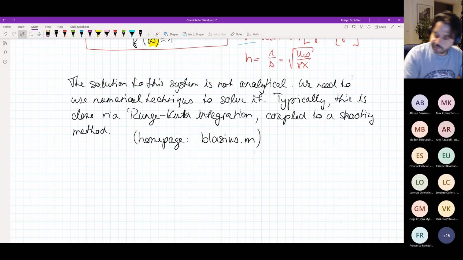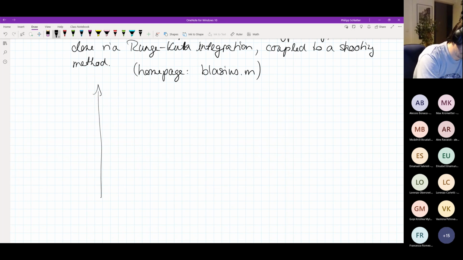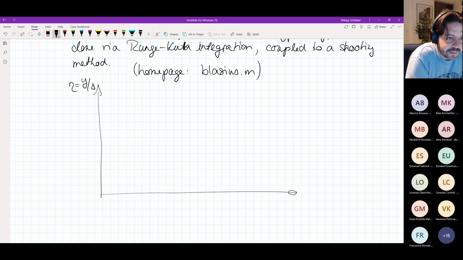But now that we have 5 minutes left for today, I would just like to sketch the solution that we get, and then next time we will also look at the numerical solution of it. Essentially, the solution will look something like this. Typically it's done like this: on this axis I write eta, which is y divided by delta, and on the other axis I plot f, f prime, and f double prime.